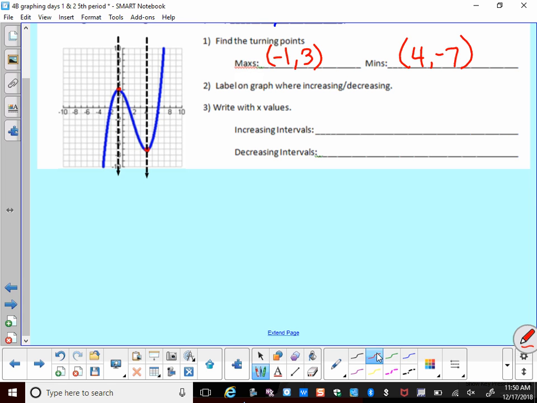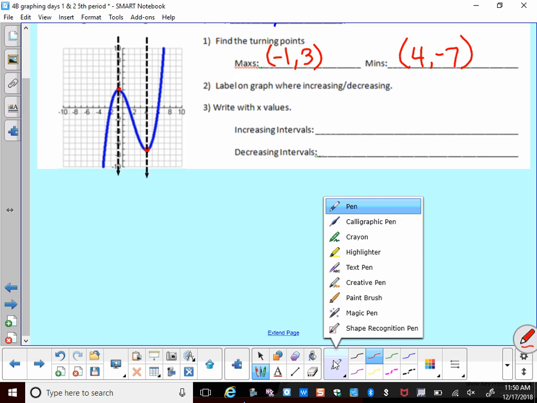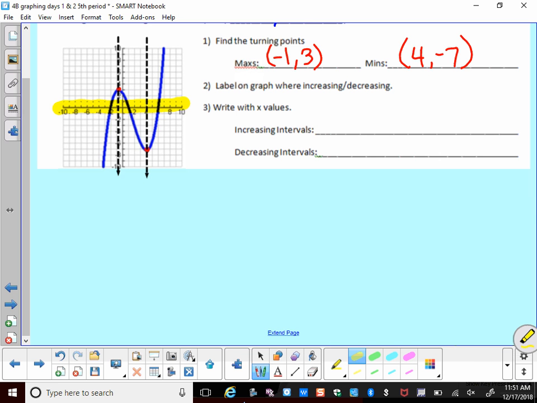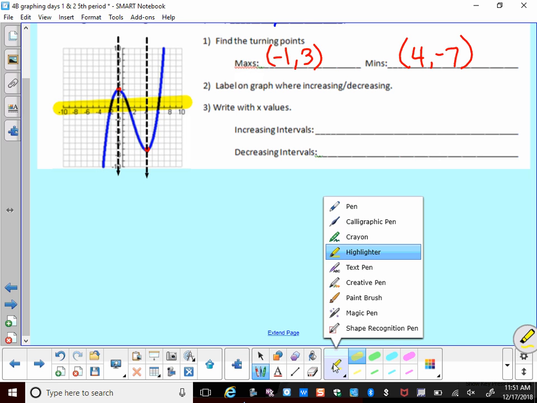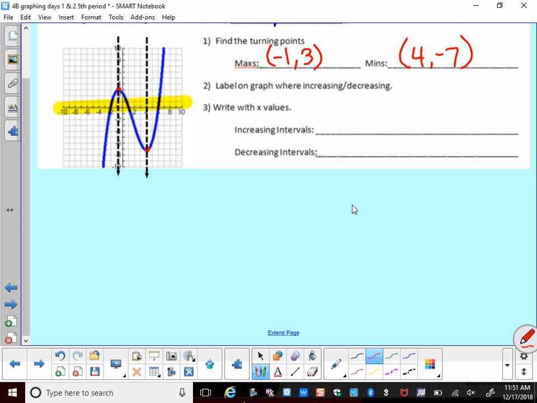Okay, once I draw my dotted line, I'm only looking at the x values. That's all we're looking at. So all the way to the left is negative infinity, all the way to the right is positive infinity. I'm first changing directions at -1, and then I'm changing directions at 4. I'm only looking at where my dotted lines are. Those will be the only important numbers for increasing and decreasing.